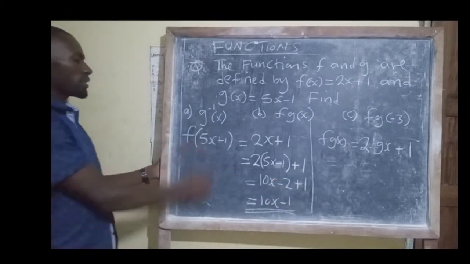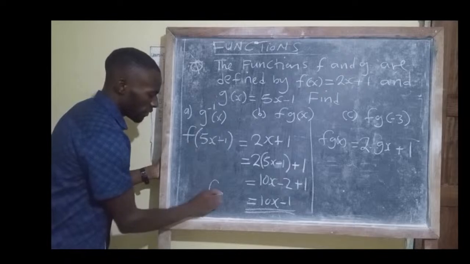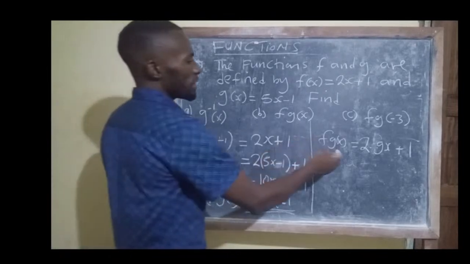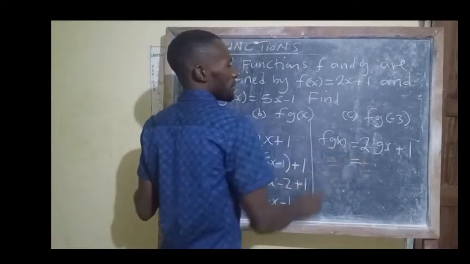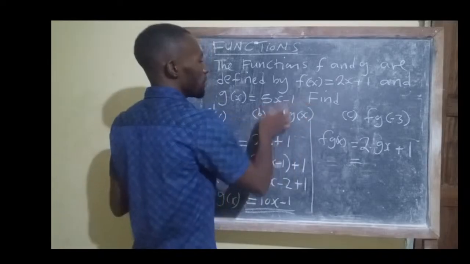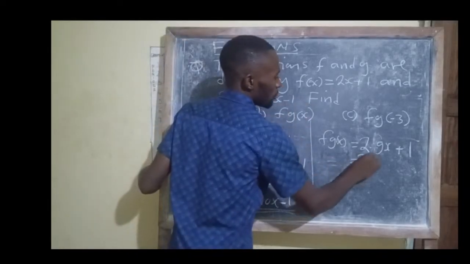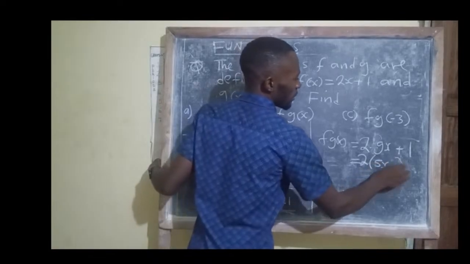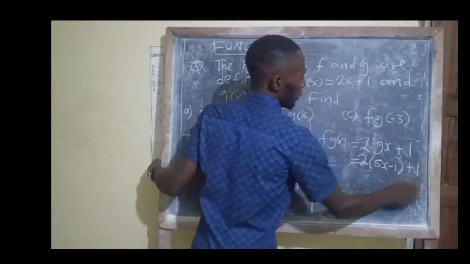So this same procedure here, this is our fg of x. When you follow it to this side also, it is the same. So when there's g of x, you replace the g of x. So I'm going to have 2, g of x is 5x minus 1, close, then there's plus 1.